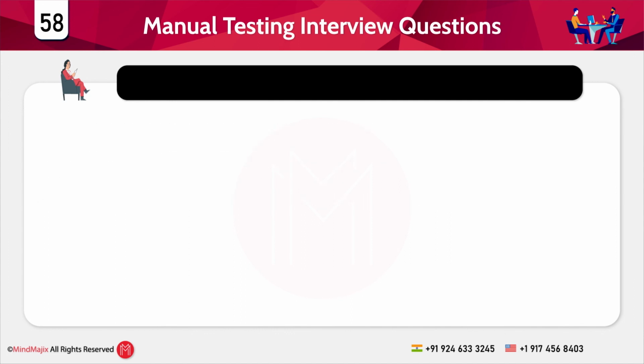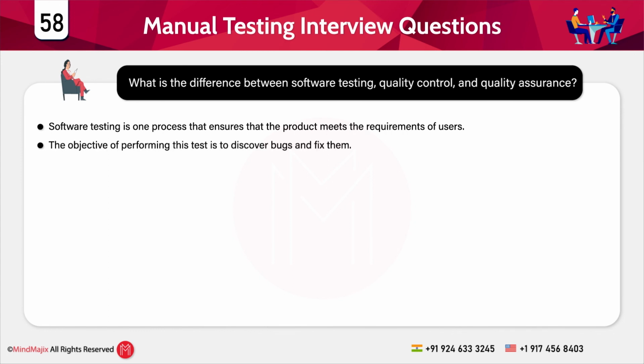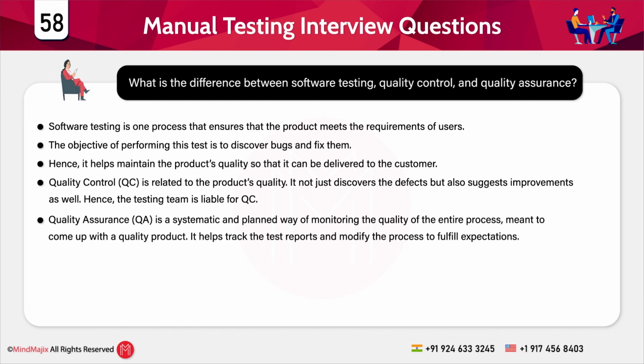The next question is, what is the difference between software testing, quality control, and quality assurance? Software testing is a process that ensures that the product meets the requirements of the users. The objective of performing this test is to discover the bugs and fix them. Hence, it helps to maintain the product's quality so that it can be delivered to the customer. Quality control is related to the product's quality. It not just discovers the defects, but it also suggests improvements as well. Hence, the testing team is liable for quality control. And quality assurance is a systematic and planned way of monitoring the quality of the entire process meant to come up with the quality product. It helps you track the test reports and modify the process to fulfill the expectations.